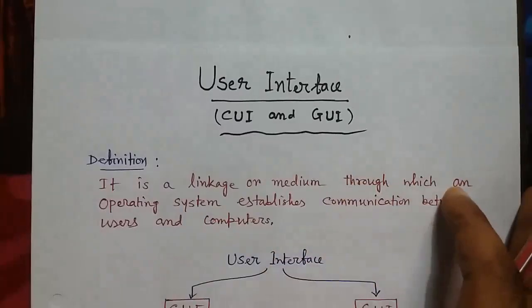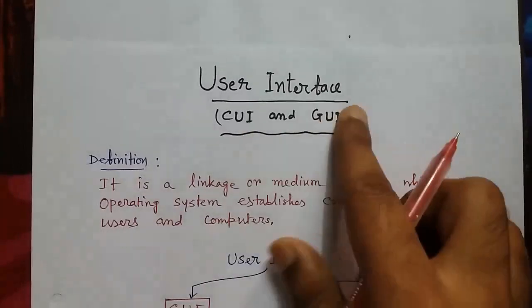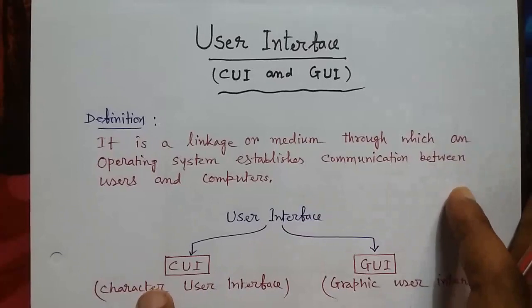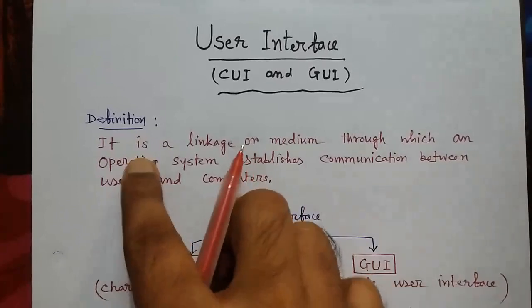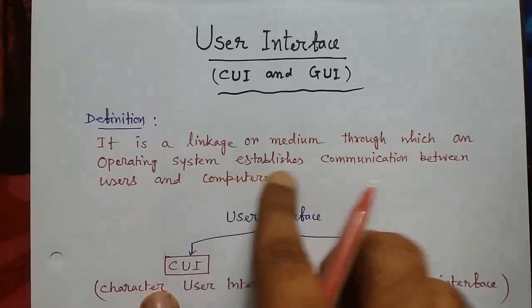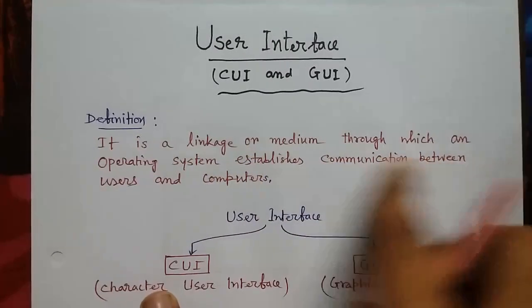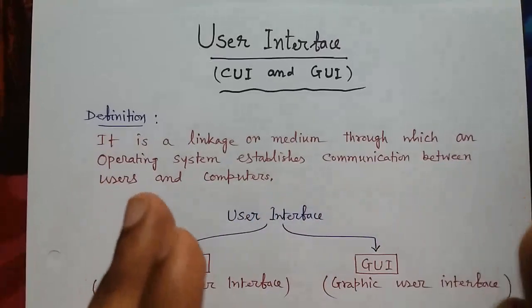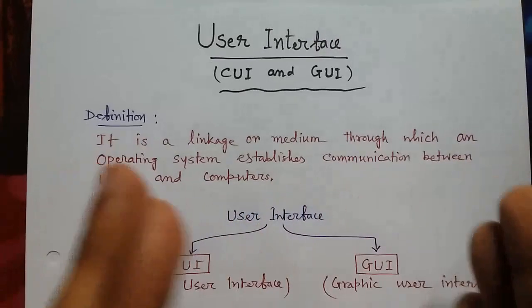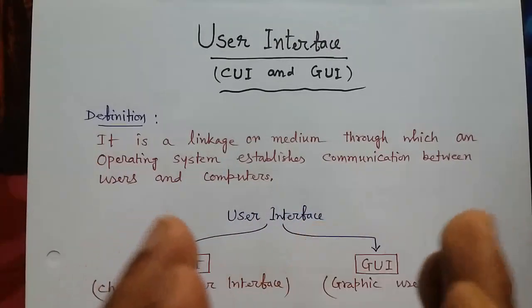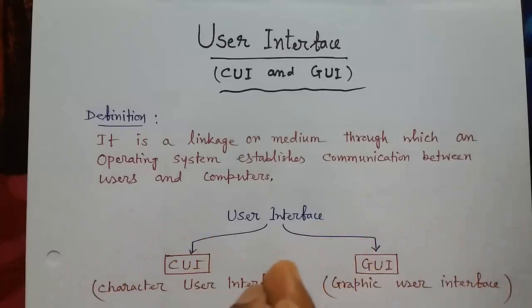So in this lesson I shall discuss user interface. So what is user interface? At first let's see the definition. It is a linkage or medium through which an operating system establishes communication between users and computers. So the link or the bridge between the users and the computers is actually user interface, and it is provided by the operating system of computers.